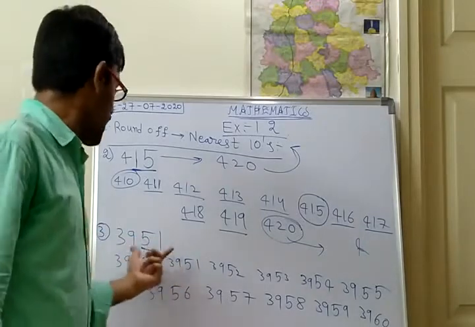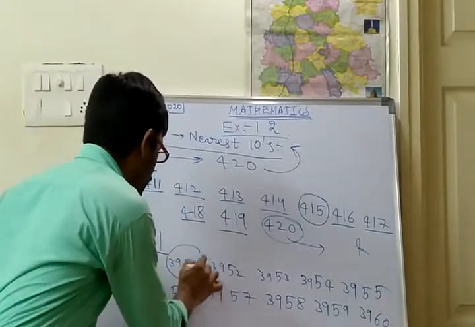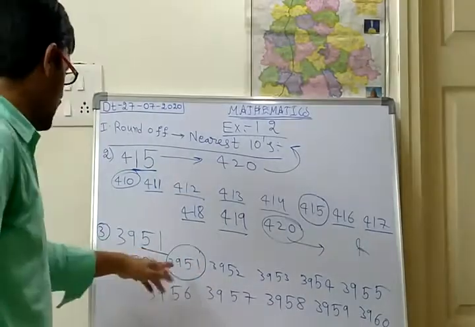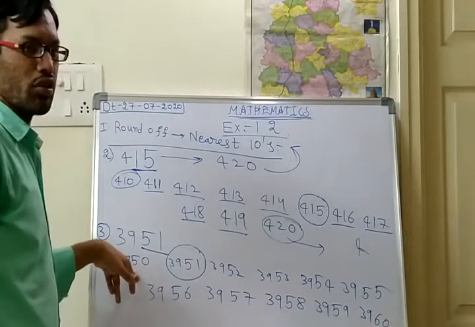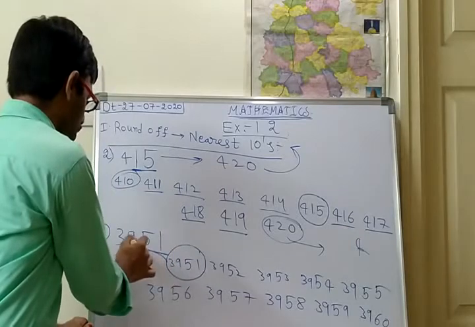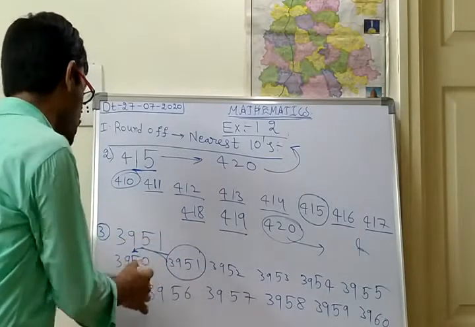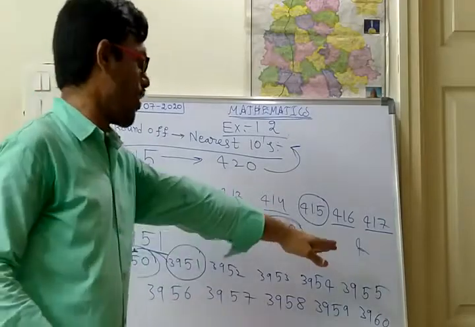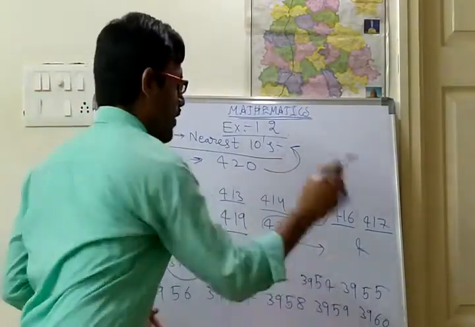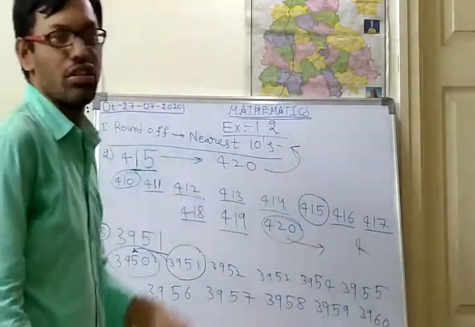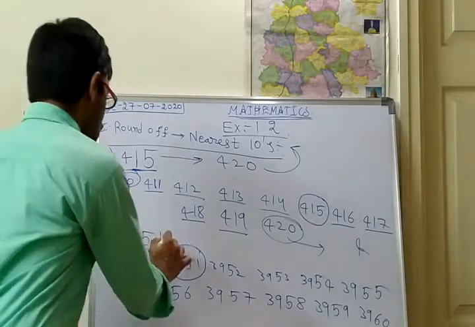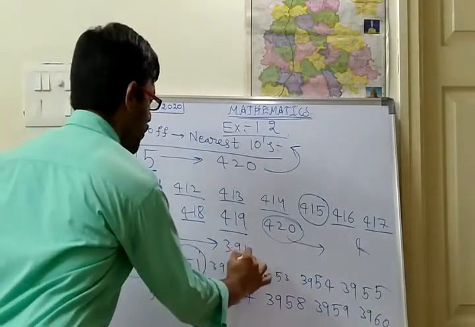So where is 3951? 3951 is exactly here, just beside the 3950. After the next number only 3950. But after 3951, 1, 2, 3, 4, 5, 6, 7, 8. After 8 numbers, this 3960 is coming. So which is the nearest tens? 3950 is the nearest tens for this number.